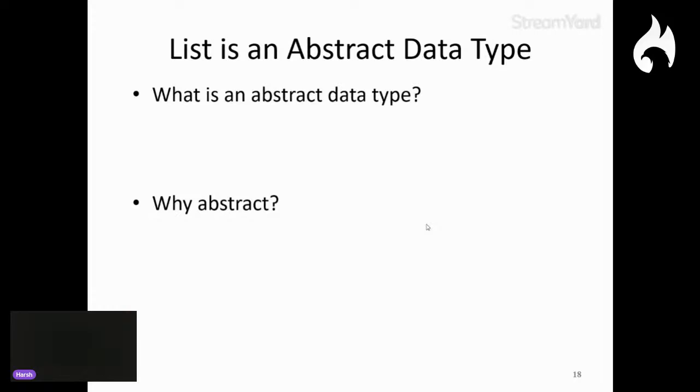We will generally say that a list is an abstract data type. So our question is: what is an abstract data type, and why do we try to focus more on abstract data types? We already have many data types in any language, like integers and strings, but still, why are we looking for an abstract data type?